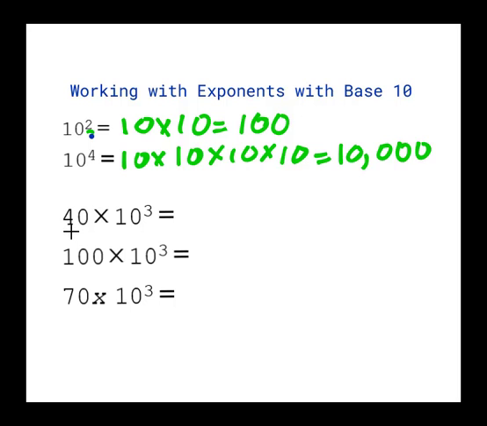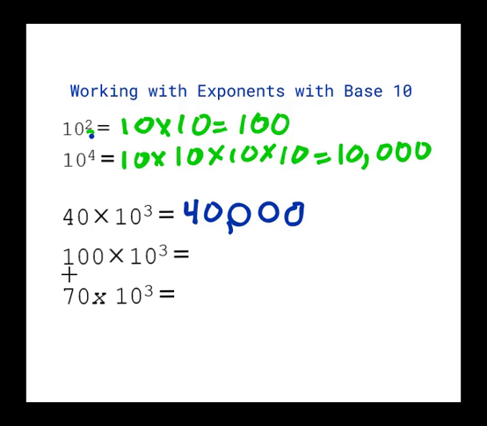So let's look at the next set of problems. I have 40 times 10 to the third power. So 1 times 40 is 40, which we just talked about up here. And then 10 to the third power tells me I'm going to have 3 zeros after the 40. So I'd end up with 40,000.